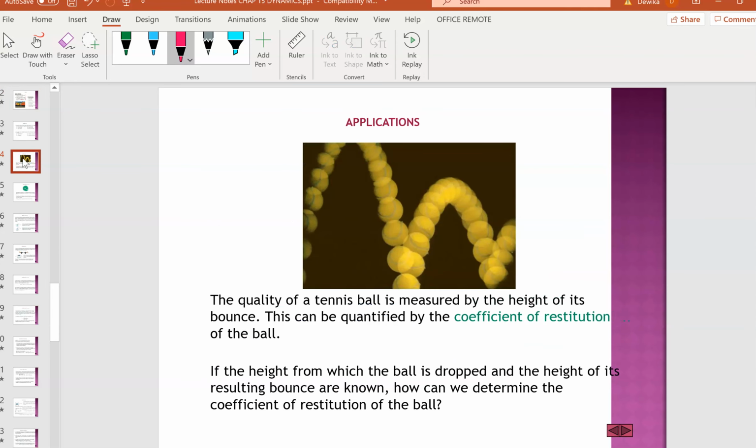So the applications: the quality of a tennis ball is measured by the height of its bounce. It can be quantified by the coefficient of restitution. I'll come to what the coefficient of restitution is shortly. If the height from which the ball is dropped and the height of its resulting bounce are known, how can we determine the coefficient of restitution of the ball? So this chapter will answer all these questions.